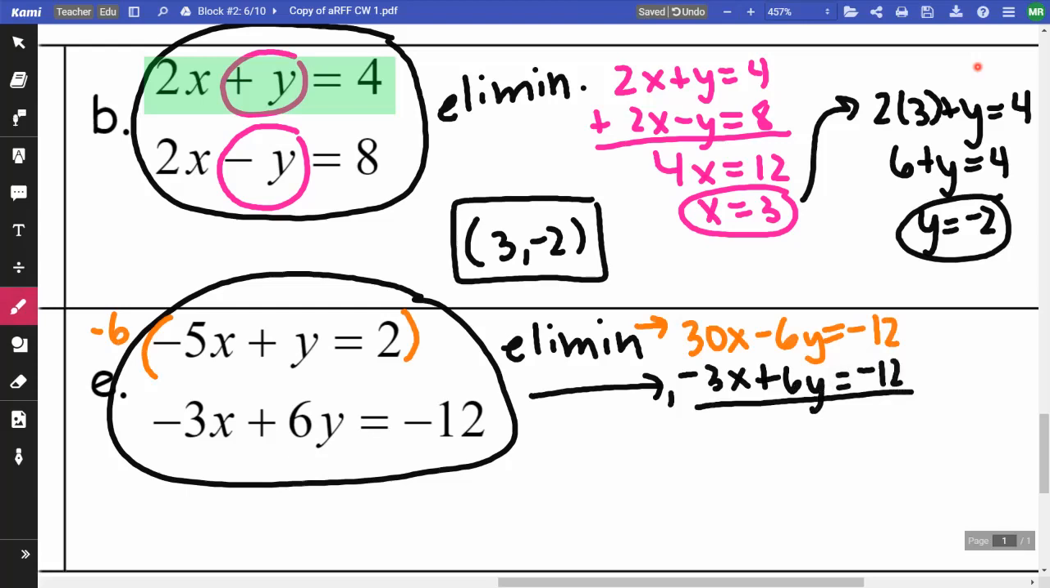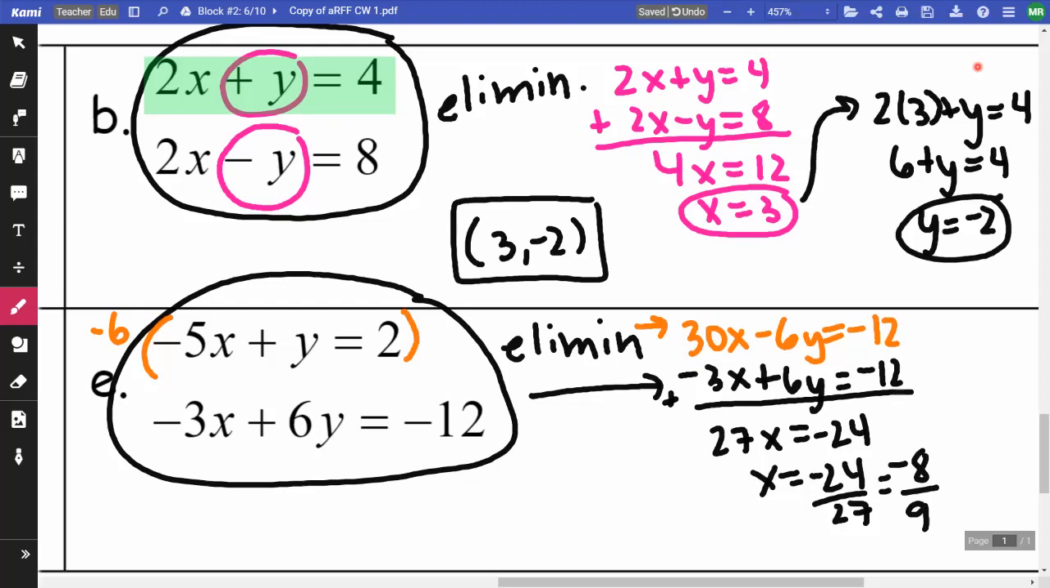Okay, I'm going to add these together. And when I do, I'm going to get 27x, my y's cancel out, equals negative 24. I'm going to divide by 27. It's not pretty. Can simplify though, because 3 goes into both of them. So it's going to be negative 8 over 9. So that's my x.